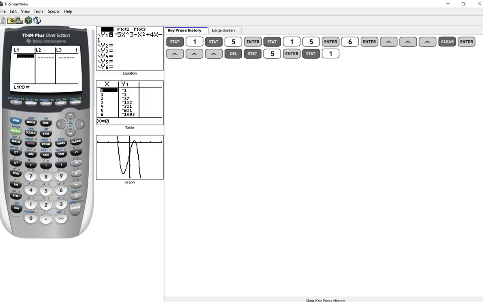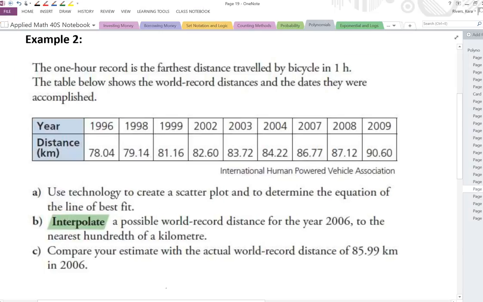Now that we know how to get into this menu, let's take a look at our example. Example 2 says, the 1 hour record is the farthest distance traveled by bicycle in 1 hour. The table below shows the world record distances and the dates they were accomplished. So we've got year and we've got distance.